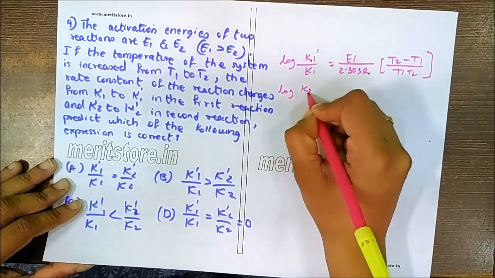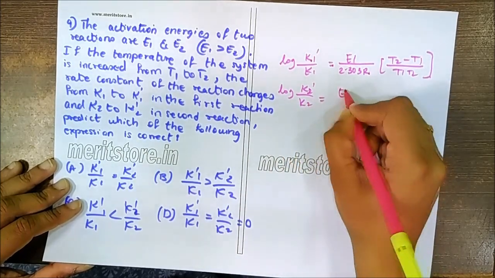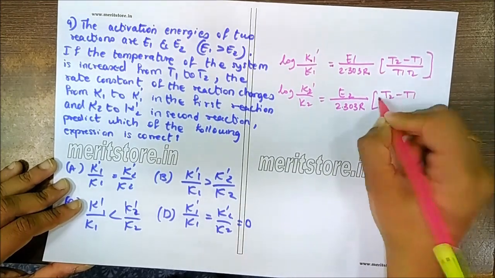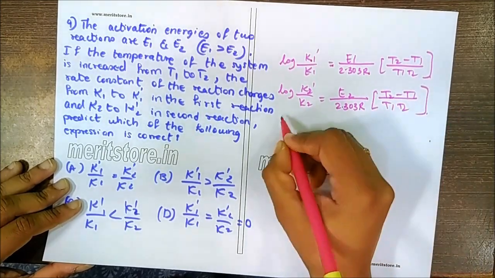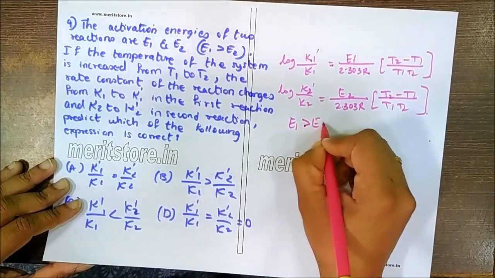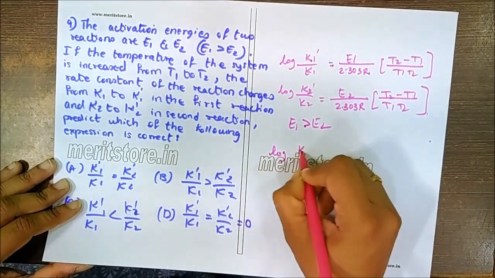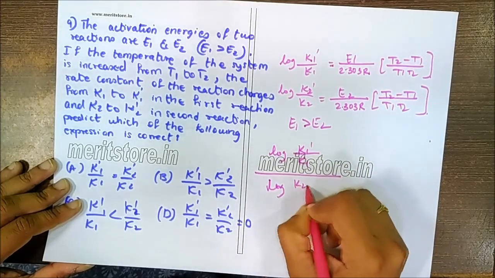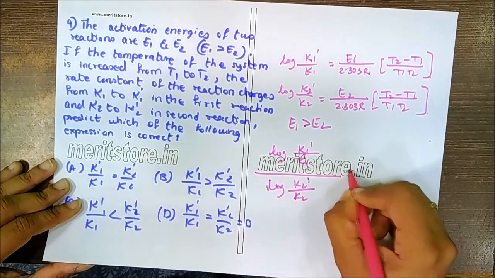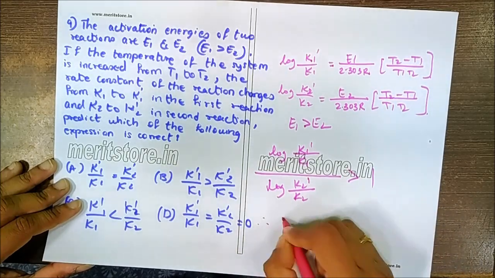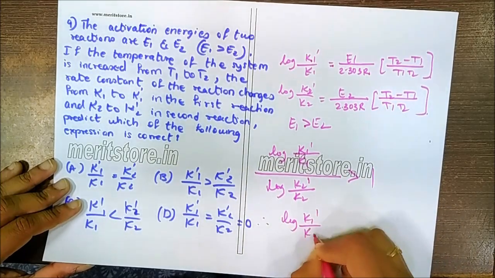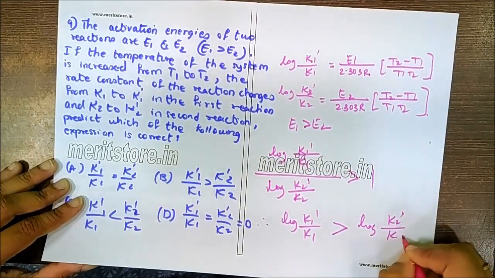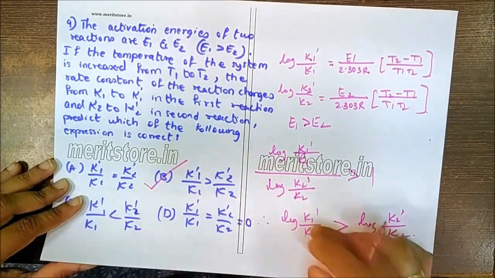Similarly, log of K2 dash upon K2 will be equal to E2 upon 2.303 R into T2 minus T1 upon T1 into T2. Since E1 is greater than E2, the ratio of log of K1 dash upon K1 to log of K2 dash upon K2 will be greater than 1. Therefore, log of K1 dash upon K1 will be greater than log of K2 dash upon K2. So we have option B for this.